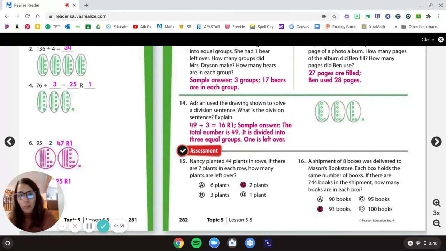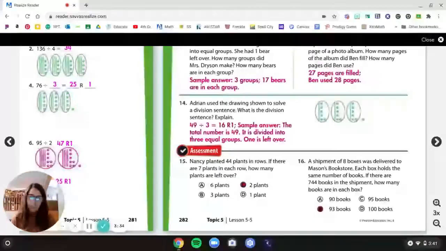So this time, what you would want to do is set up your 44 divided by 7 and split that up into 7 groups. You need to split your 10, but you can't even do that, so you've got to split your 10s down even smaller. And you would be left with 6, you'd have 6 rows, and we'd have 2 plants left over. 2 plants left over.